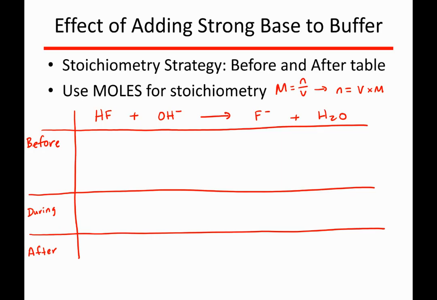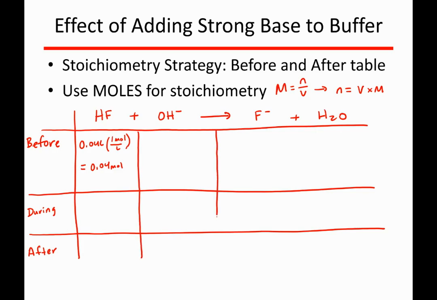The HF comes from the buffer solution. We were told that the volume of the buffer solution was 40 milliliters, and so you want to use 40 milliliters or 0.04 liters as the volume for the HF solution. Furthermore, you were told that the concentration of HF in the solution was 1 molar, and so you would multiply that by the concentration of HF, 1 molar or 1 mole per liter. So before the reaction occurs, you have 0.04 moles of HF.